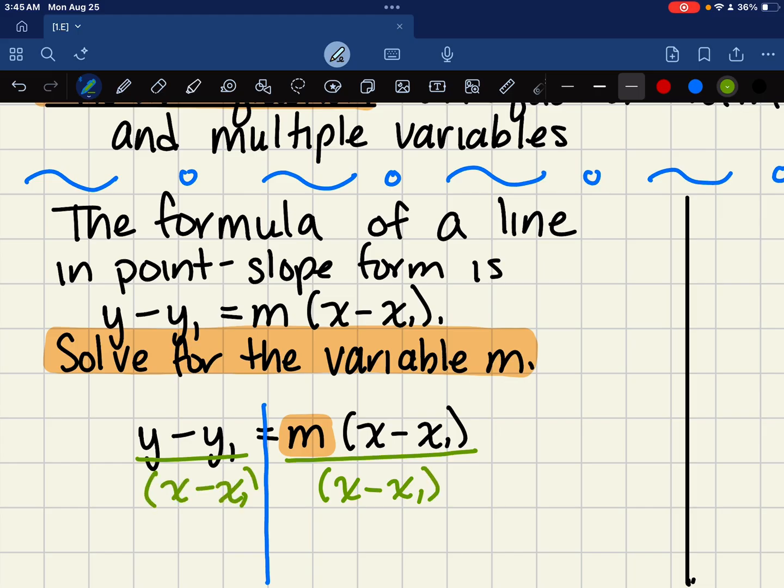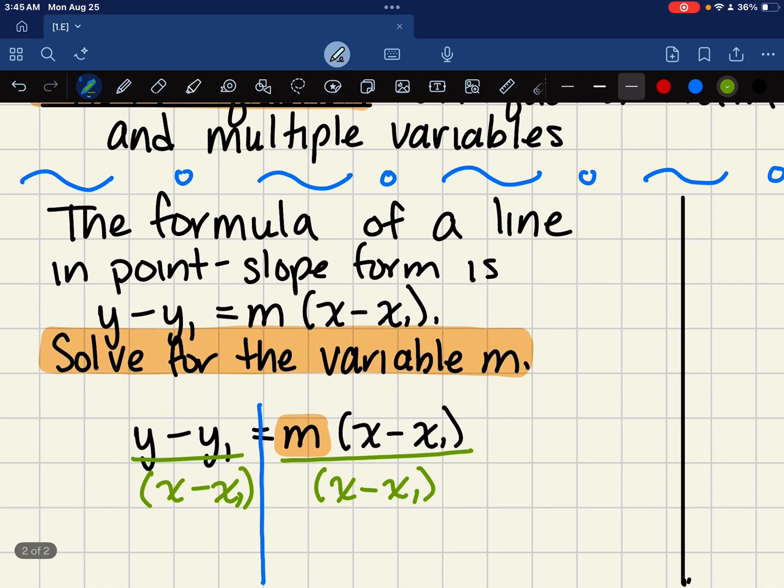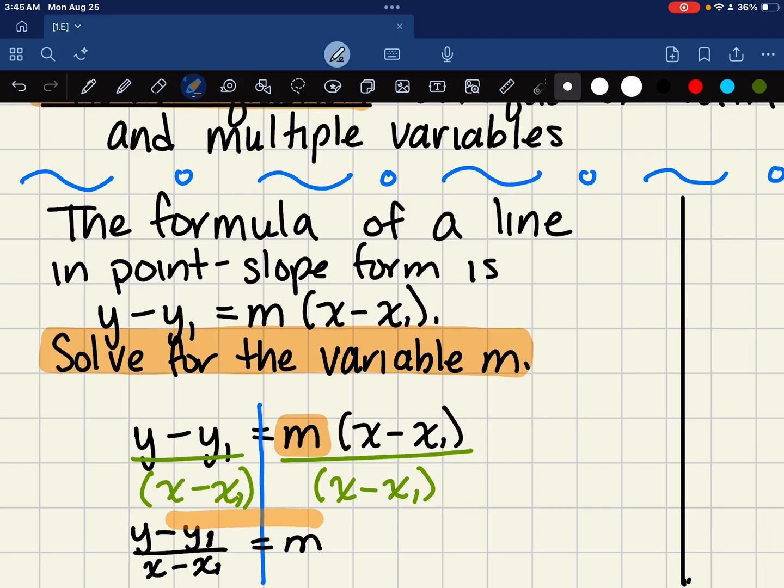I don't really need the parentheses I'm putting here, but they're kind of my emotional support parentheses, to be honest with you. So that leaves me with y minus y1 over x minus x1. Hopefully that equation looks somewhat familiar to you. That's the slope equation.